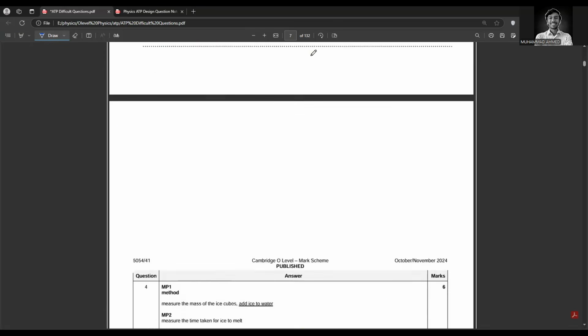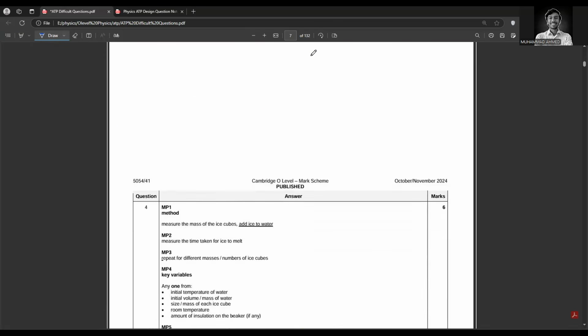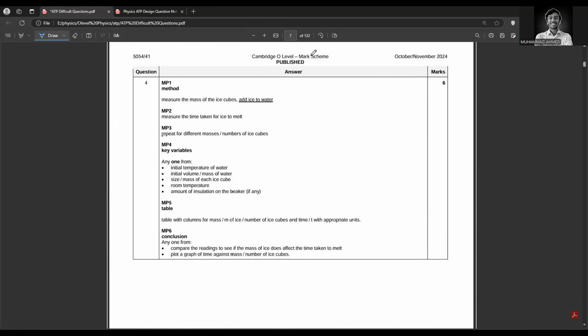This is also written in the marking scheme. Don't worry about answer writing. We haven't even started writing the answer. Just sit back and relax. Listen for some time. So here you can see initial temperature is a control variable. Initial volume is a control variable, as you can see.